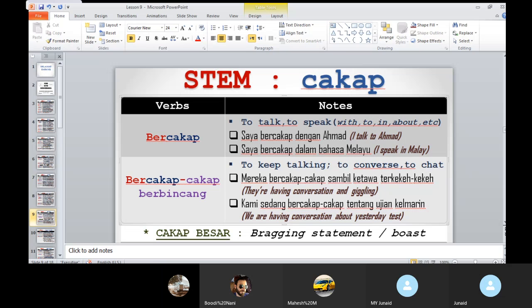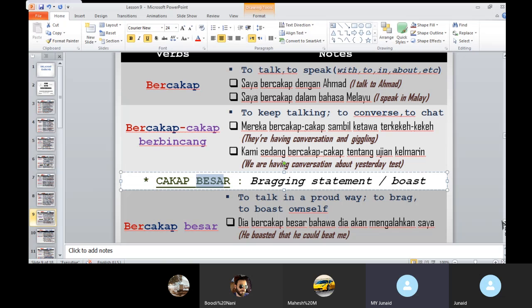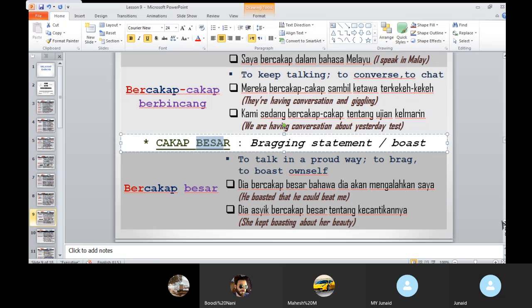Okay, from this word, we have cakap besar. So cakap, you know that is like talking. Besar means big. So in that meaning, bragging or boast. To talk in a proud way, to brag or to boast about yourself. We use a lot in spoken Malay. We don't say bercakap besar, we just say cakap besar in spoken Malay.